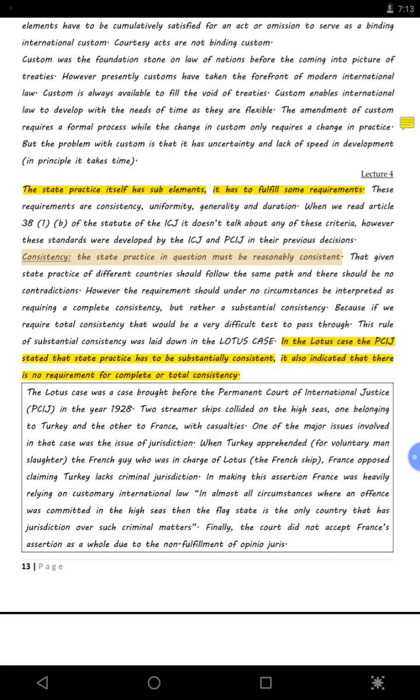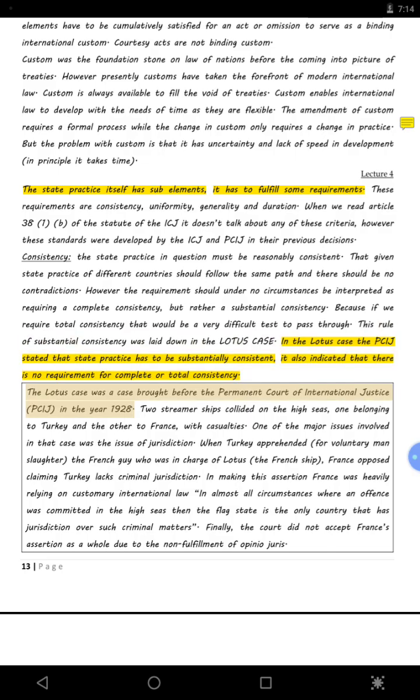Consistency. The state practice in question must be reasonably consistent. That is, given state practice of different countries should follow the same path and there should be no contradictions. However, the requirement should under no circumstances be interpreted as requiring a complete consistency, but rather a substantial consistency. Because if we require total consistency, that would be a very difficult test to pass. This rule of substantial consistency was laid down in the Lotus case. In the Lotus case, the PCIJ stated that state practice has to be substantially consistent. It also indicated that there is no requirement for complete or total consistency.